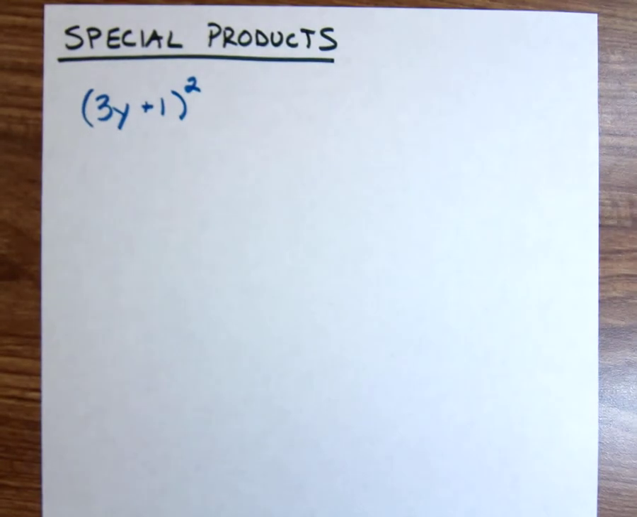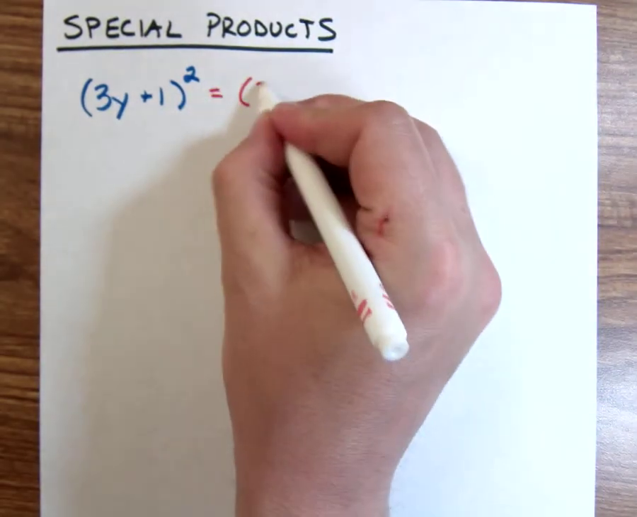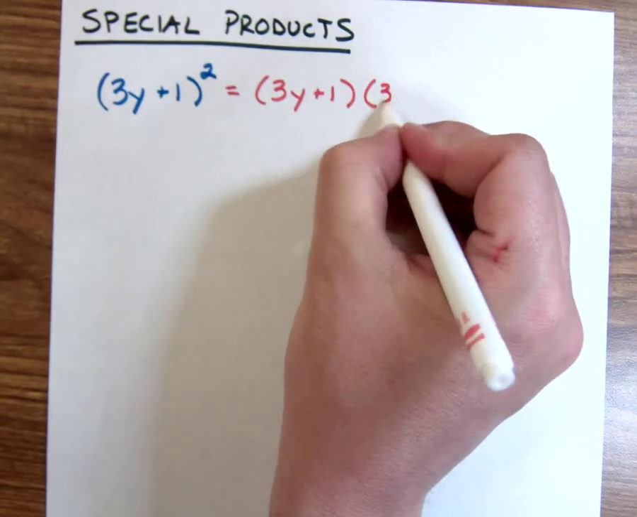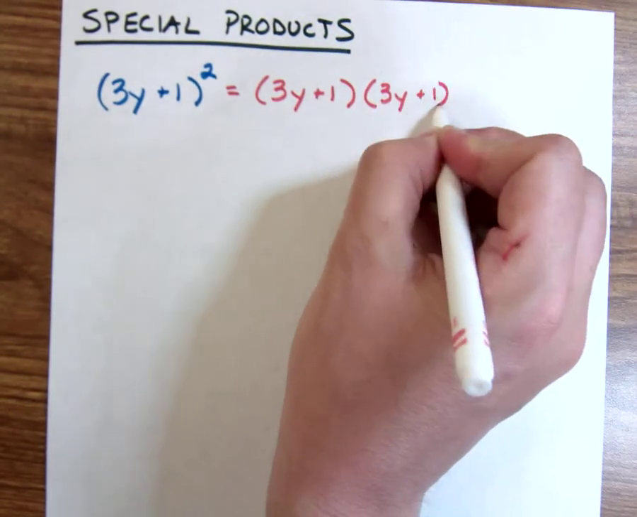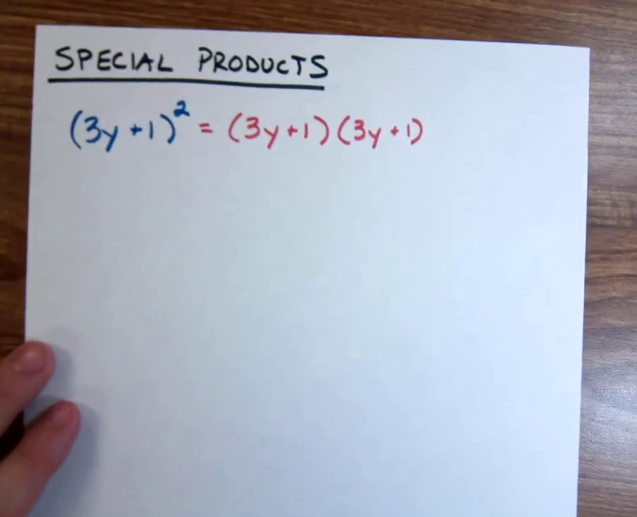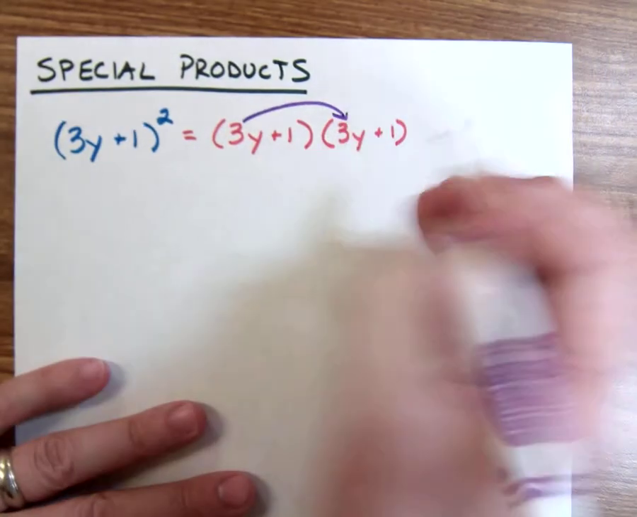We've done these before the long way, and we said that whenever you're squaring a binomial like that, what it means is multiply it by itself, right? So what this would mean if we wrote it out the long way would be 3y plus 1 times 3y plus 1. I'm going to work this out the long way very, very quickly. I'm not going to actually finish the problem. I'm just going to do the first distribution so that you can recall what this looks like.